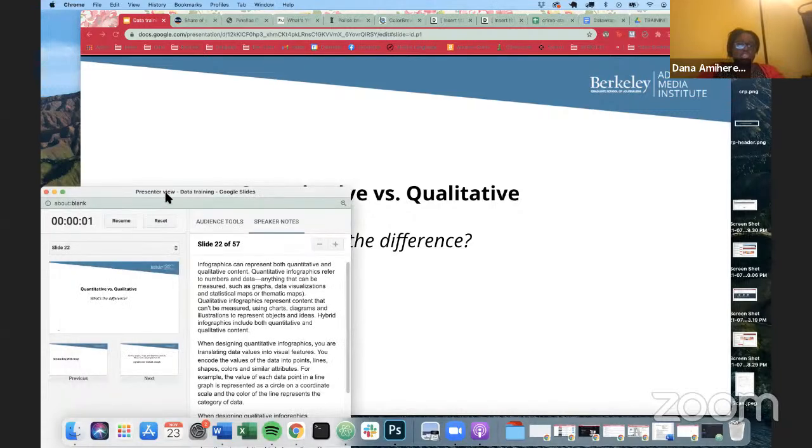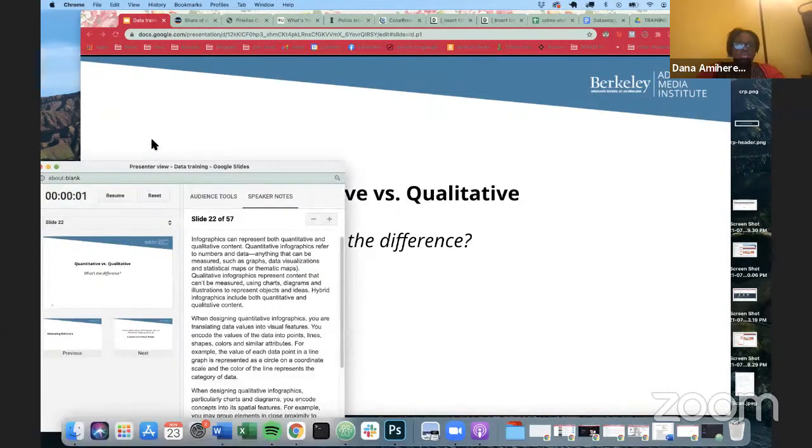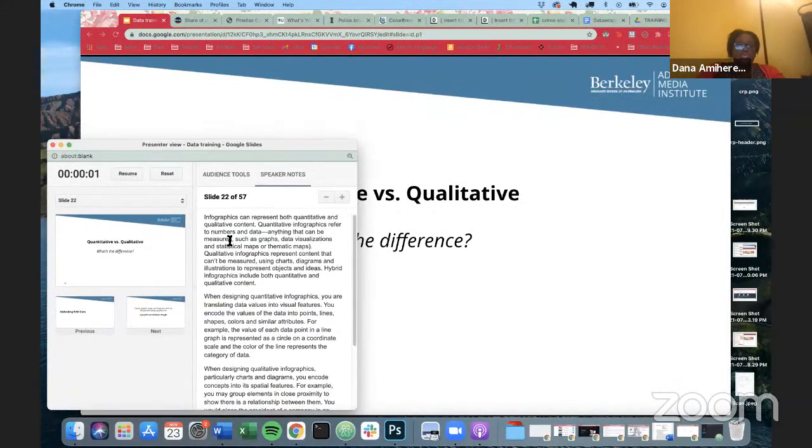Okay. So as we get into this, I want to talk first about quantitative versus qualitative and the difference between the two. In data visualization, whether it's interactive or just a static infographic, you can have both qualitative and quantitative content. So quantitative is talking about the numbers, the data, anything that you can measure. That can be a graph, statistics, some sort of map. When we start talking about qualitative information, we start talking about information that can't necessarily be measured.